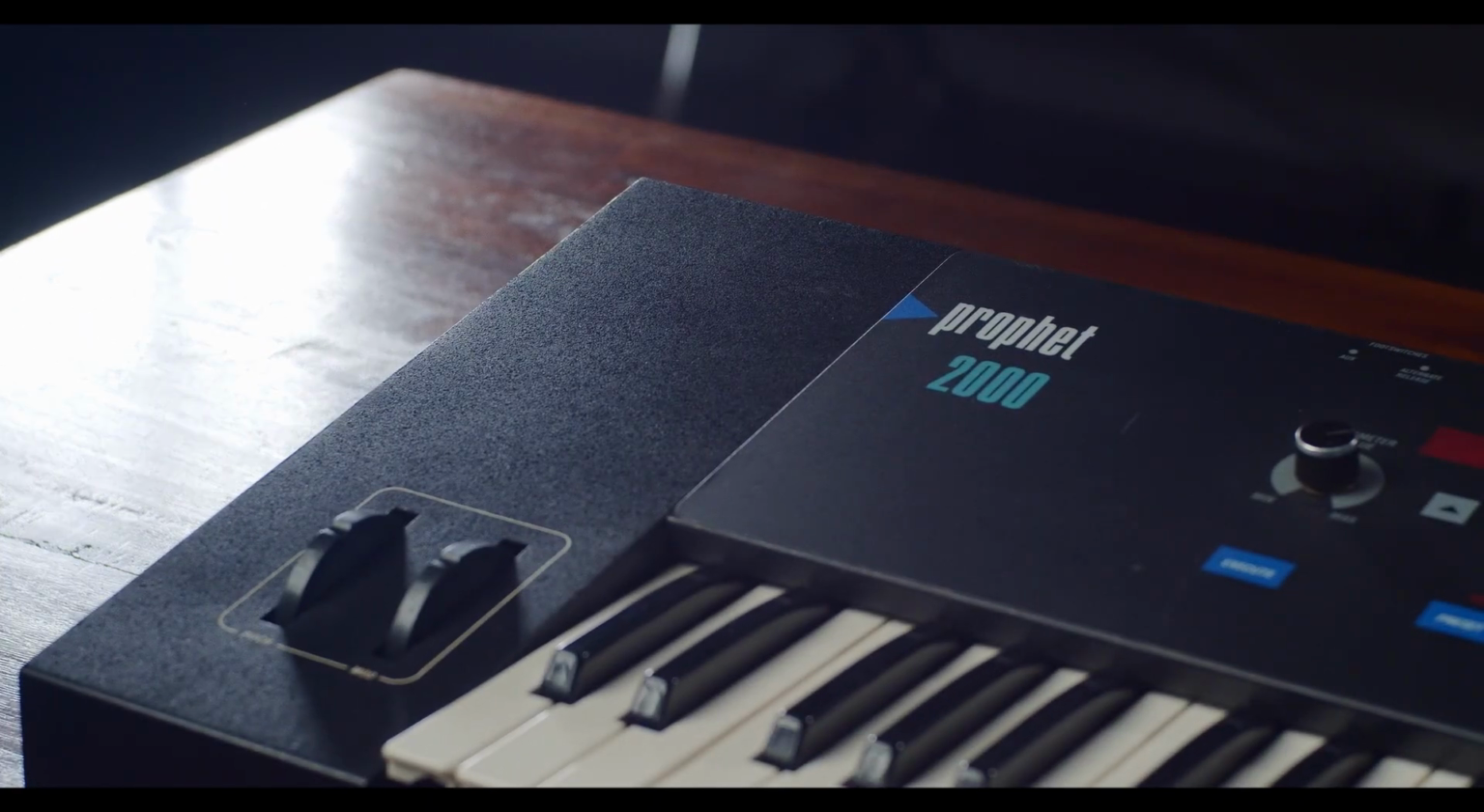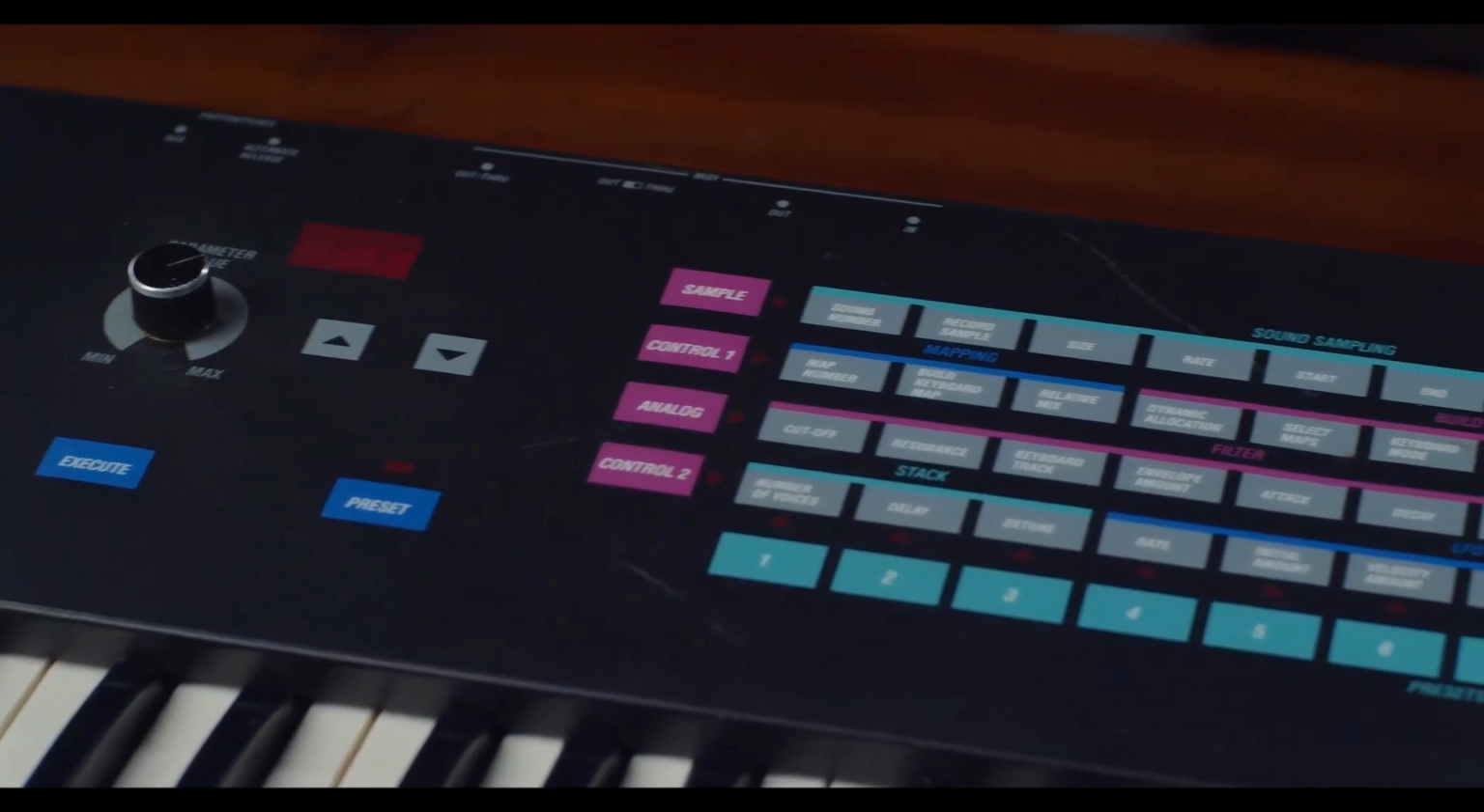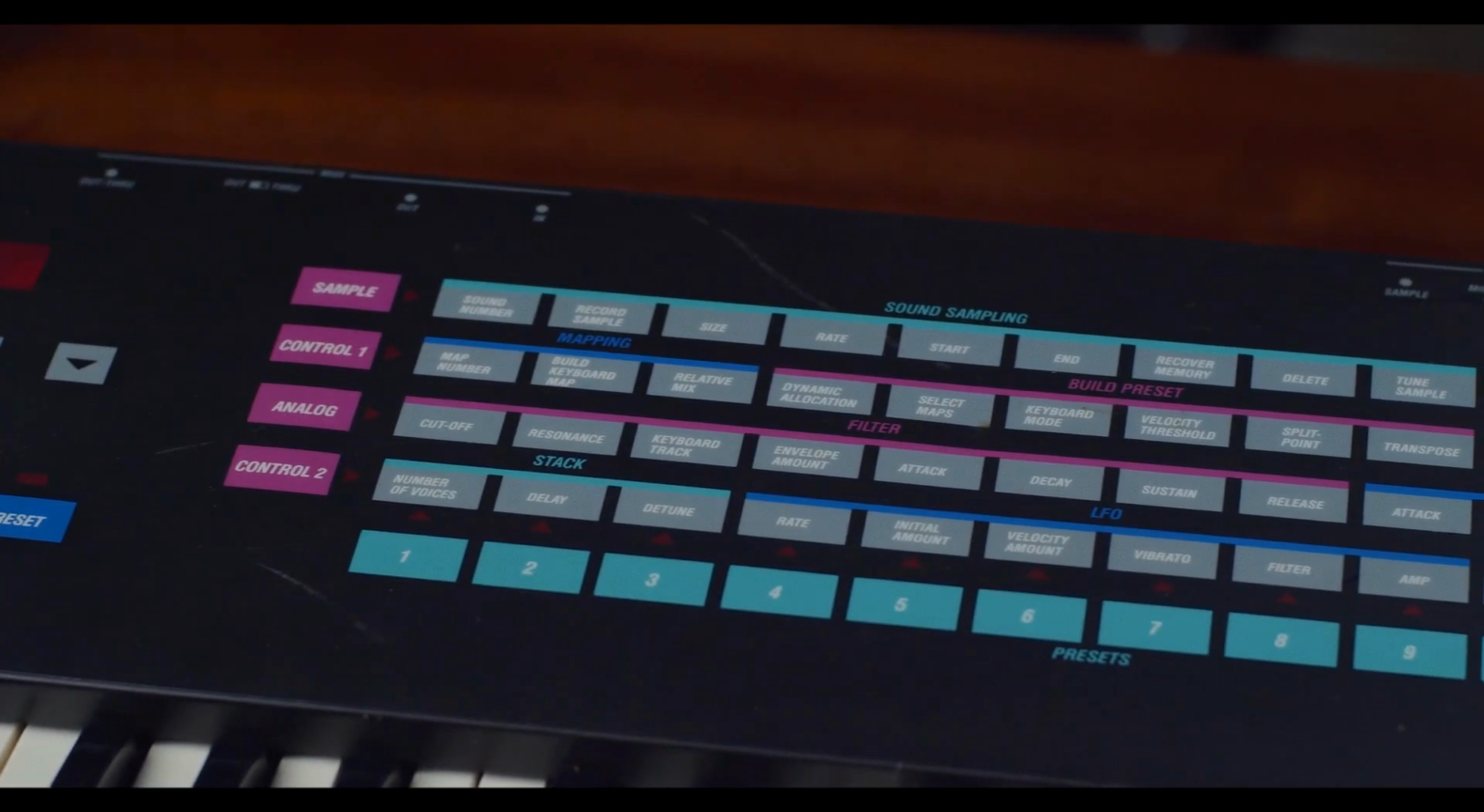How y'all doing? What we got here today are 2 really cool, really unique samplers, the Prophet 2000 and the Prophet 3000. Both of these were made by Sequential, and to be honest, this is probably one of my favorite types of synthesizer architectures, and that would be a digital sound source with analog filters. I really love the breath of life that analog filters add to the equation.